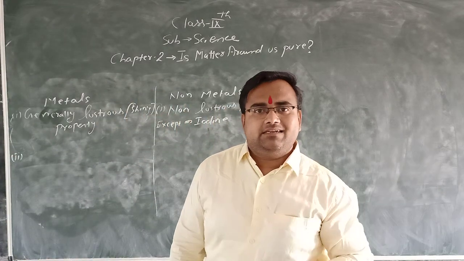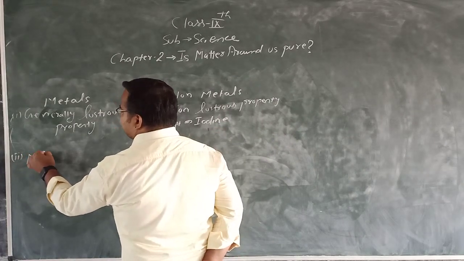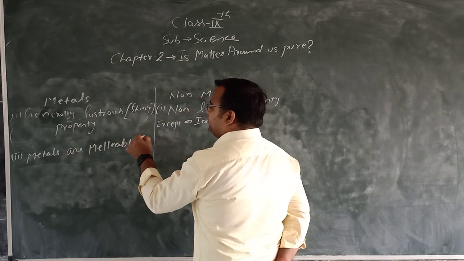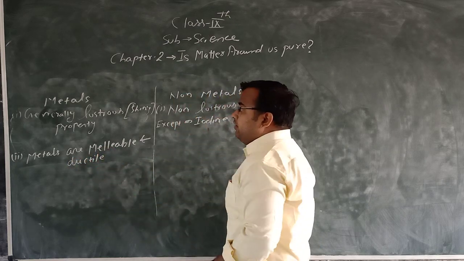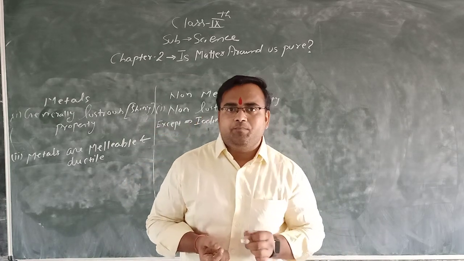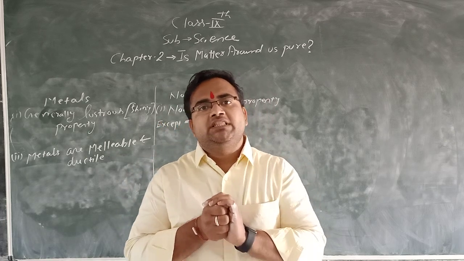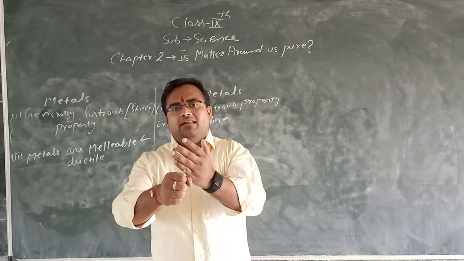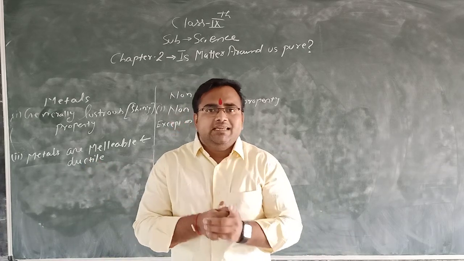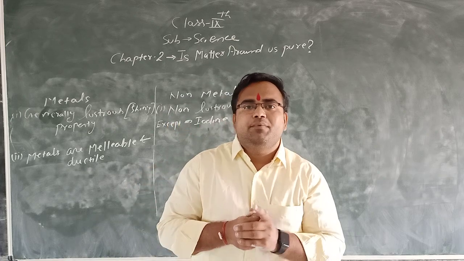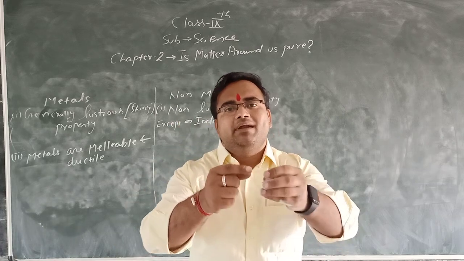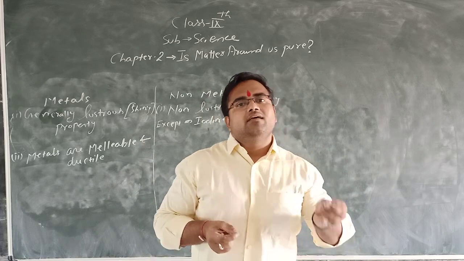Then next is, metals are malleable and ductile. Now, what is malleable and ductile? Malleability is the property by which the metal can be drawn into thin sheets by hammering. Ductility means the metals can be drawn into thin wires. I am repeating again. Malleability means by hammering the metals can be drawn into thin sheets, and ductility means the metals can be drawn into thin wires.